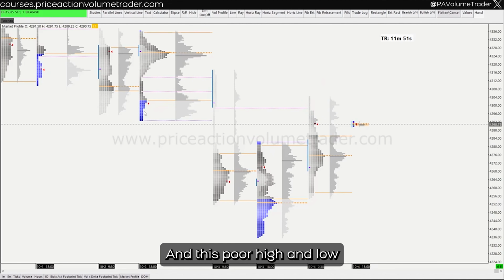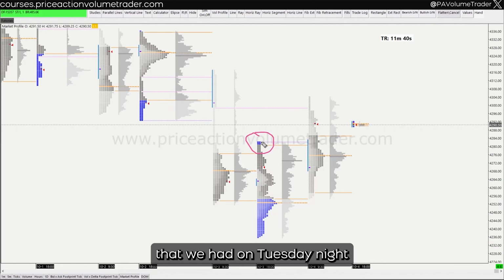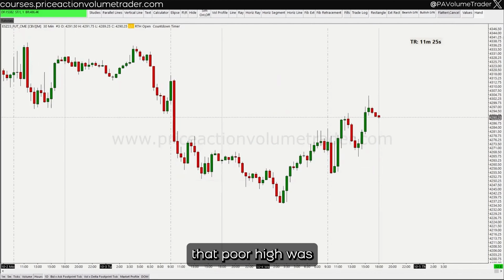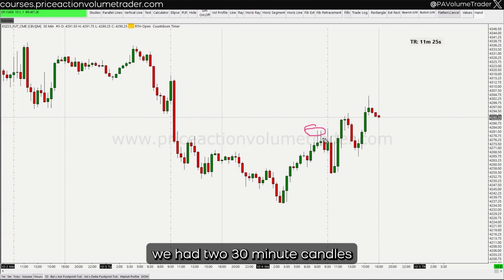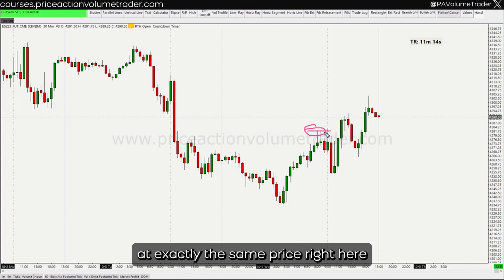Okay, and this poor high and low, let's see this poor high that we had on Tuesday night. If we go into our regular 30-minute chart, that poor high was right here. You can see that we had 2 30-minute candles with the wicks at exactly the same price right here. So that's why we had 2 extremes and what we call the poor high.